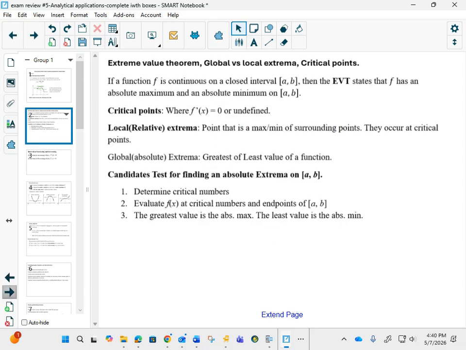Extreme value theorem. Here you need it to be continuous. And this is where we check all of our candidate points. You have to check the endpoints and your critical points. Then you make a chart and plug them in. The highest number is your extreme max. Your lowest one is the minimum.